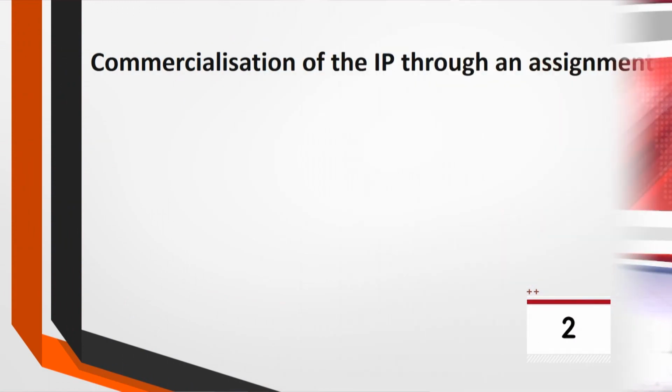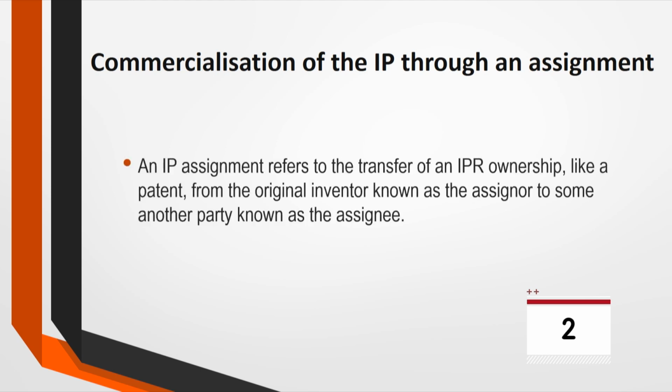So, the second technique is commercialization of the IP through an assignment. Now, what is an assignment? An IP assignment refers to the transfer of an IPR ownership, like a patent, from the original inventor, who will be known as the assigner, to another party which will be known as an assignee. Hence the new owner of the intellectual property is the assignee. The assignment may involve certain participation in the revenues for some time for the assigner. That means the assigner can give his inputs for some time. However, the basic responsibility now lies with the assignee, the new party which has taken the assignment.